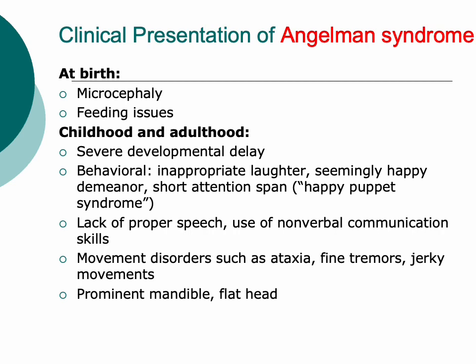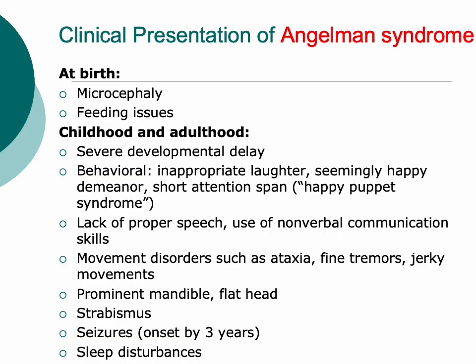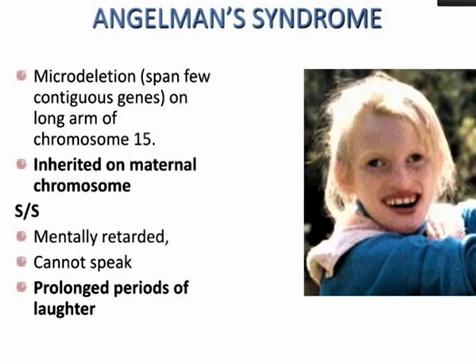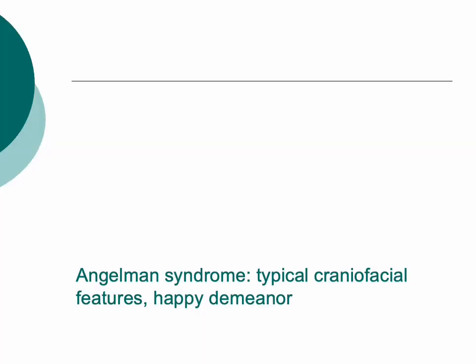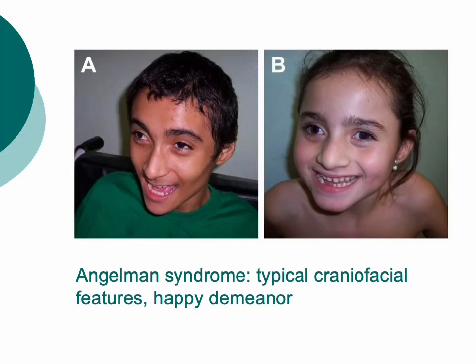They would have a prominent mandible or jawbone. They would have a flat head. Again, like Prader-Willi syndrome, they can have lazy eyes or strabismus, seizures, and sleep disturbances. Now, Angelman syndrome is due to a microdeletion of the long arm of chromosome number 15. It is inherited on the maternal chromosome. The signs and symptoms are that they are mentally retarded, cannot speak, and have prolonged periods of laughter. So this is the typical craniofacial feature of Angelman syndrome, and they have a happy demeanor. They're just happy people.